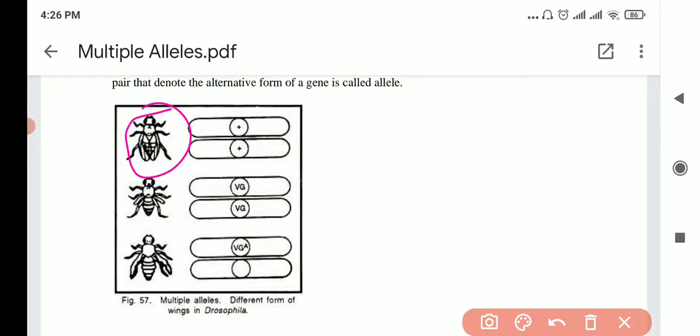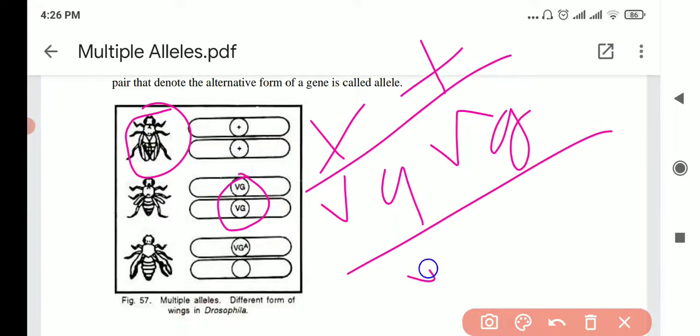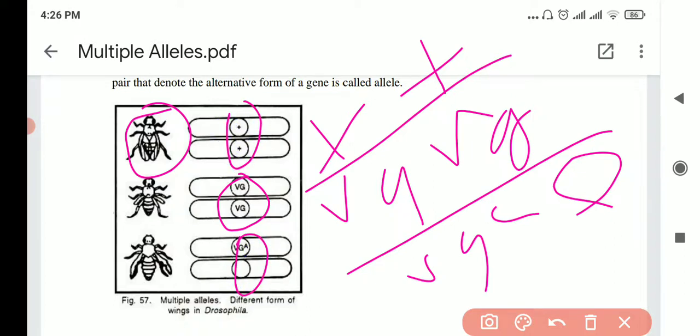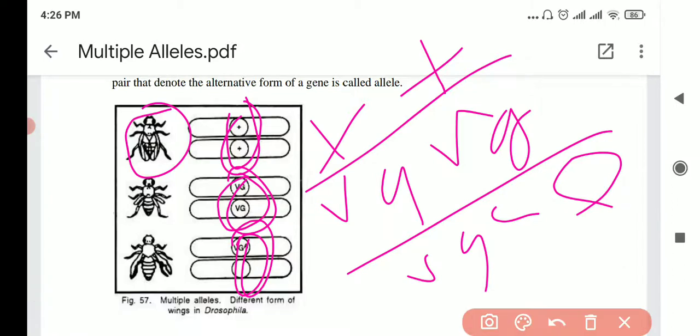And another form of a gene, another allele, which also codes for wings, but the name is VG. Okay, VG. This first allele is coded by plus, the second is coded by VG, the third is coded by VGA, and the last is just blank. So now you can see very clearly that all these three pairs of genes code for wing shape.